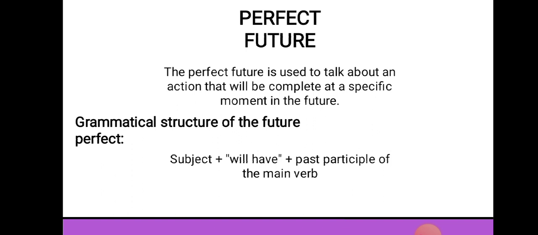Future perfect. The future perfect is used to talk about an action that will be completed in the future at a specific time. Grammatical structure of the future perfect. The future perfect is formed using the auxiliary verb will, followed by the auxiliary verb have, and the past participle of the main verb. The structure is as follows: subject, will, have, past participle of the verb.